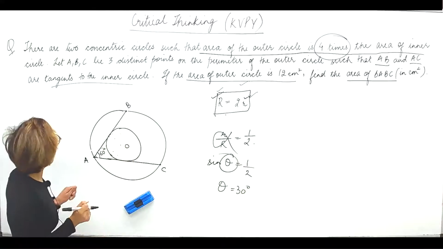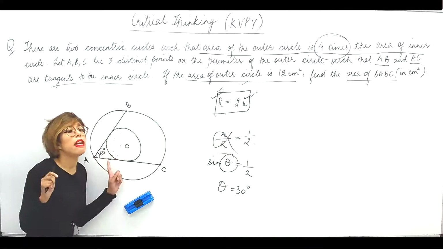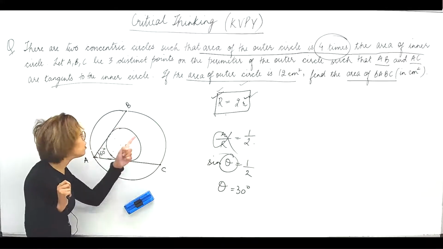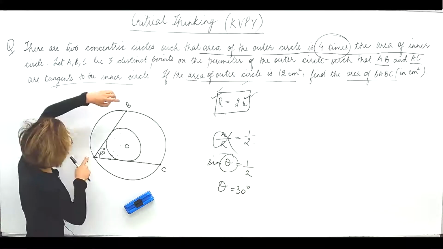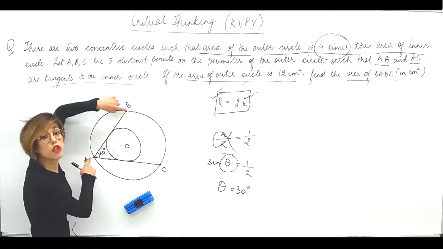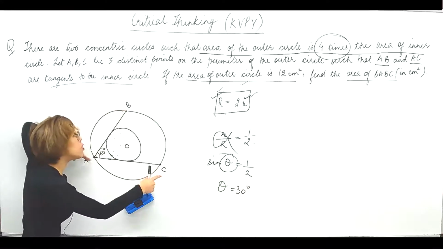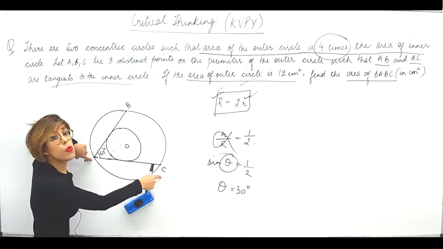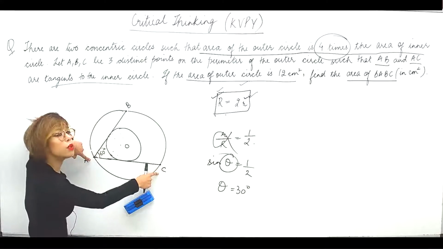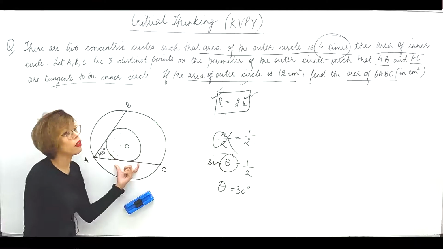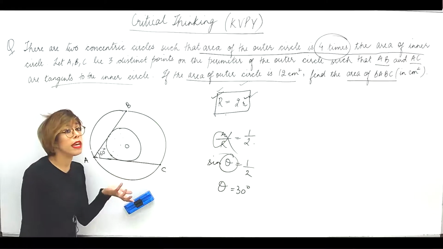Right. Now, I have just proven that one angle is 60 degrees. I need to prove that these two angles are also 60 degrees. But if you notice, AB is a chord. It is a chord of the bigger circle. And AC is also a chord of the bigger circle. Can I say that this length and this length are equal to each other? AB is equal to AC. Why? I've given you a hint.